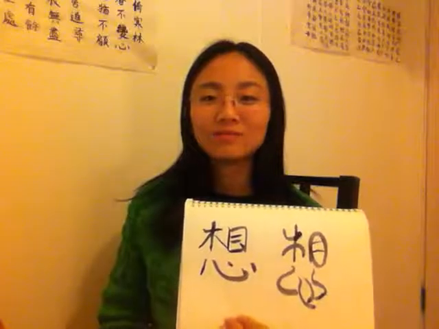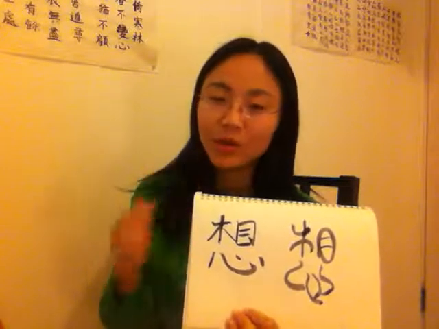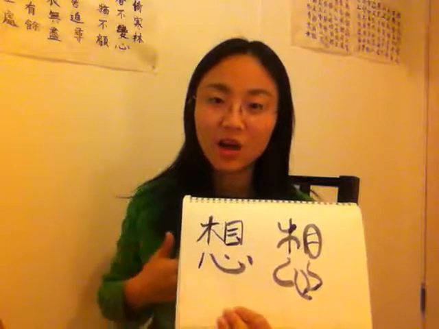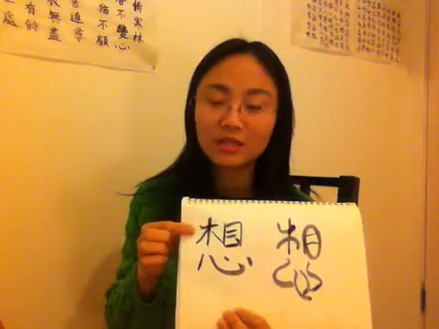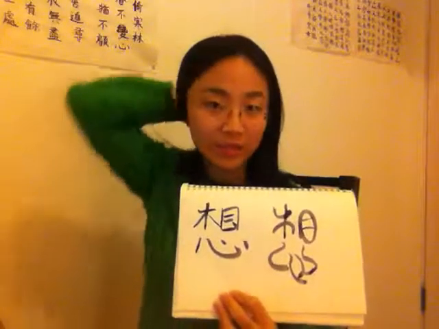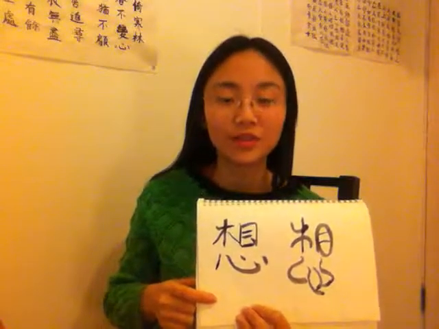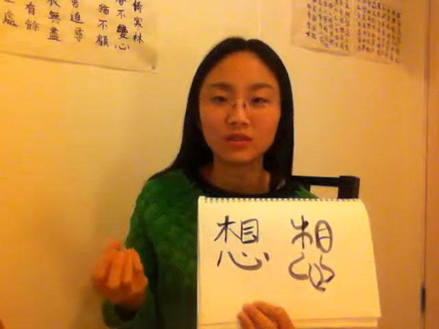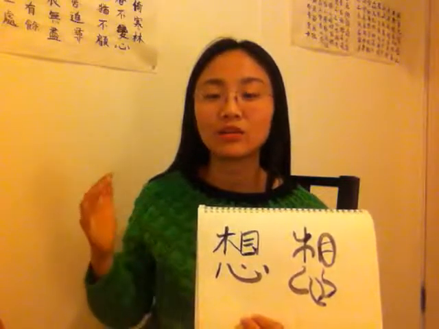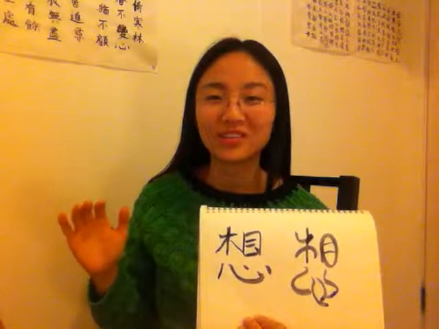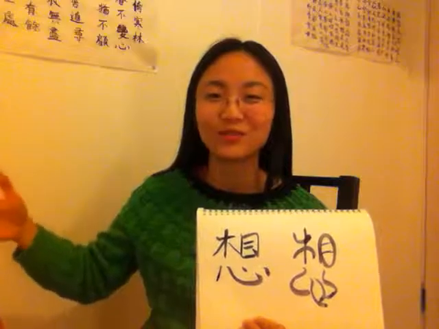And this part of course means xin, the heart, and this part means image. So the meaning of the whole character is to think as well as to want. This is a beginner level wanting. There are different levels of wanting.